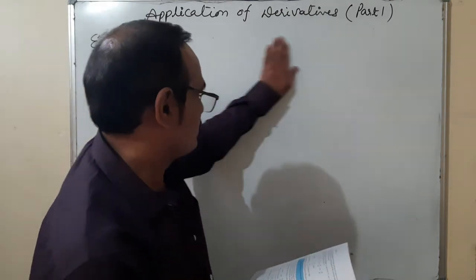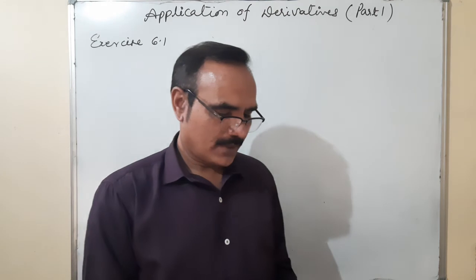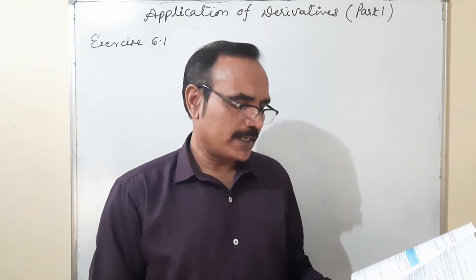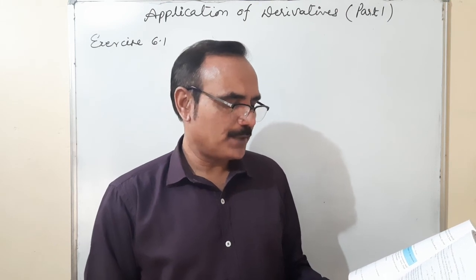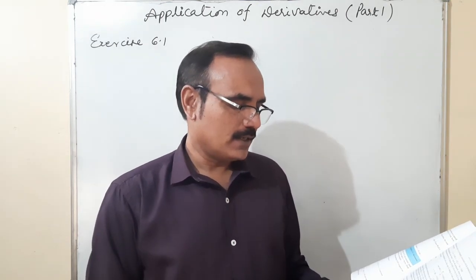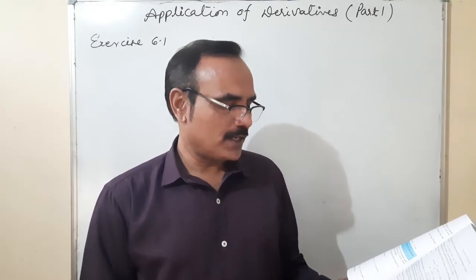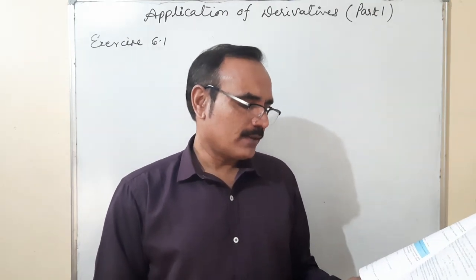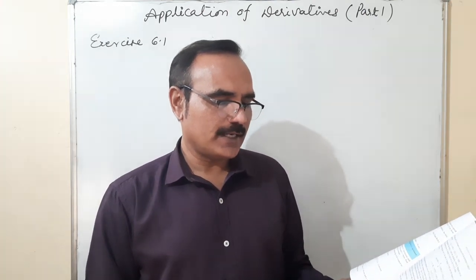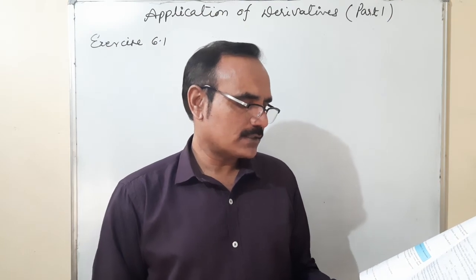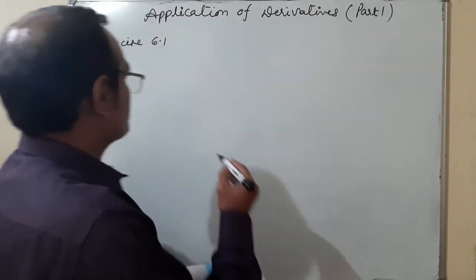Fifth question. Let us see the fifth one. A stone is dropped into a quiet lake and the waves move in a circle at the speed of 5 centimeter per second. At the instant when the radius of the circular wave is 8 centimeter, how fast is the enclosed area increasing? Okay. Question number 5.